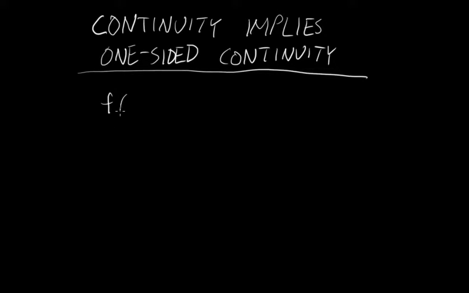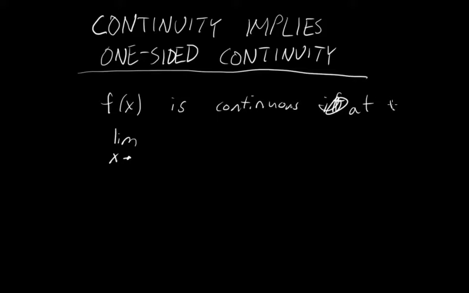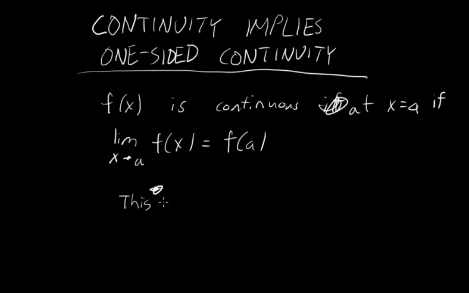So we know a function f of x is continuous at x equals a if the limit as x approaches a of f of x equals the function value there, equals f of a. And so what does this imply? I guess this implies several things.